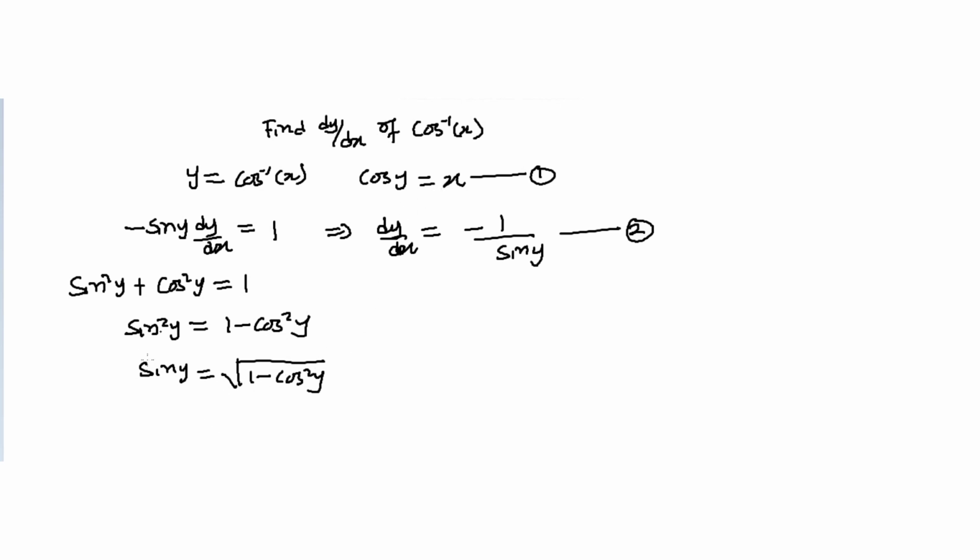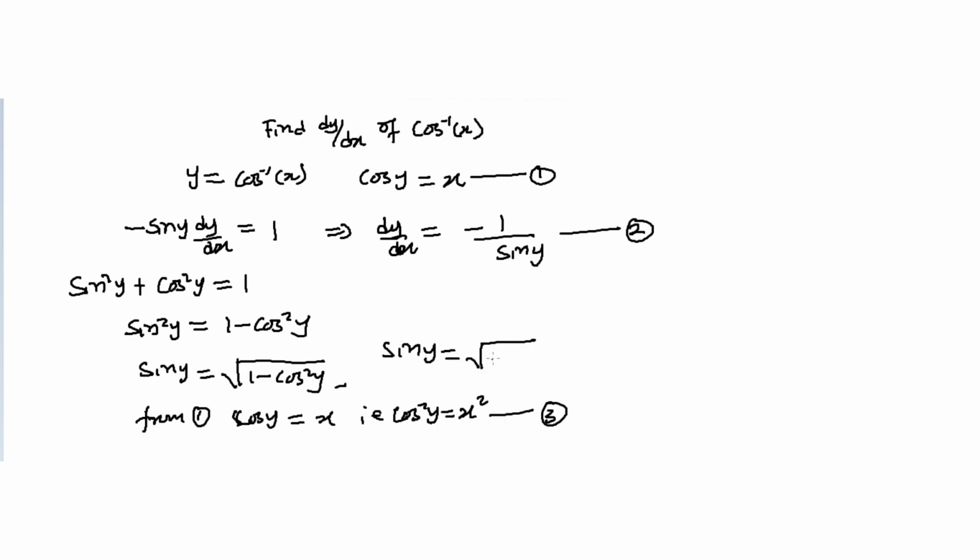So from equation 1 we have cos y to be equal to x. That means cos square y will be equal to x squared, and let's call this equation 3. Now substituting equation 3 into here, we are going to have sine y to be equal to square root of 1 minus x squared, and let's call this equation 4.